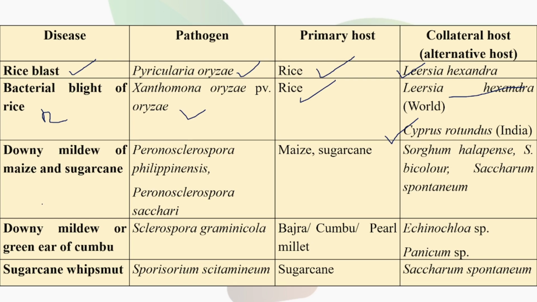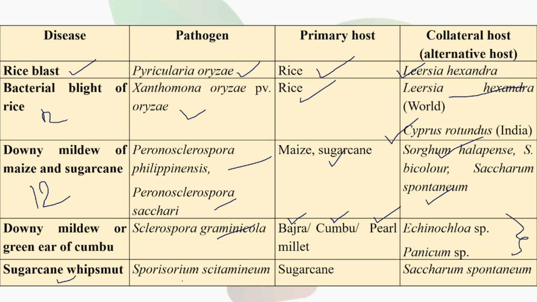Okay. Downy mildew of maize and sugarcane, Peronosclerospora philippinensis, Peronosclerospora sacchari. In fact, there are 12 species or 12 pathogens associated with the downy mildew of maize. Generally the primary host is maize and sugarcane, and the secondary host is Sorghum halepense, Sorghum bicolor, Saccharum spontaneum, which also belong to the same family, right? Downy mildew or green ear of bajra, Sclerospora graminicola is the pathogen, and the primary host is bajra, kambu, or pale millet, depending on the name used. But the collateral hosts are Echinochloa and Panicum repens. They are also Poaceae species, right?